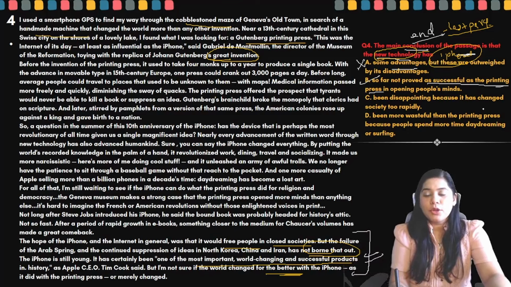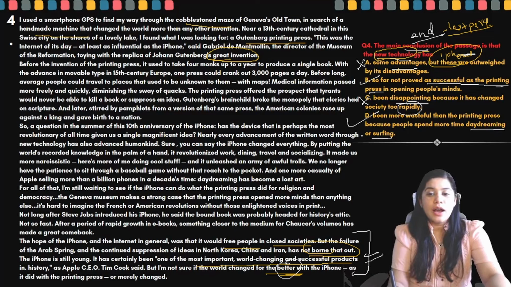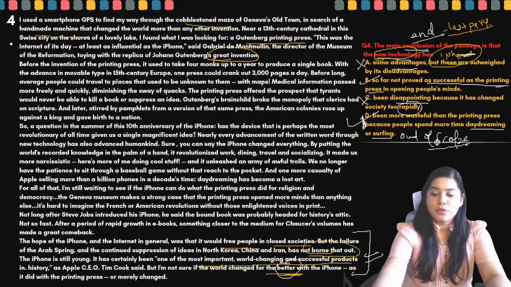Being disappointing because it has changed society too rapidly. Again, we don't know if it has changed too rapidly. It has changed for the better, but rapidly we don't know. Being more wasteful than the printing press because people spend more time daydreaming. It's a fact, we daydream, waste time, get distracted, but it's not mentioned in the conclusion portion from where the question has been asked, students, isn't it? Sorry, so option B will be the correct answer. This is out of scope, right, for now.